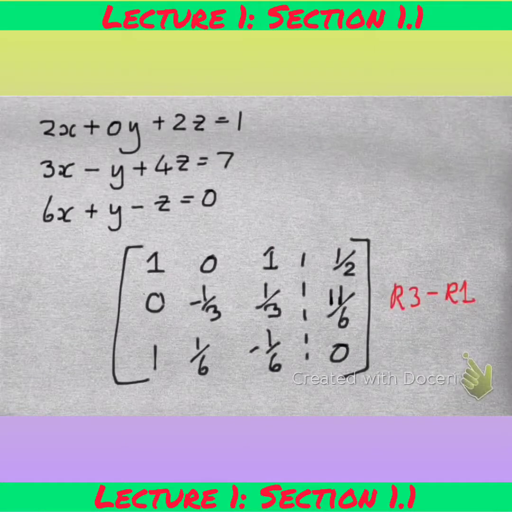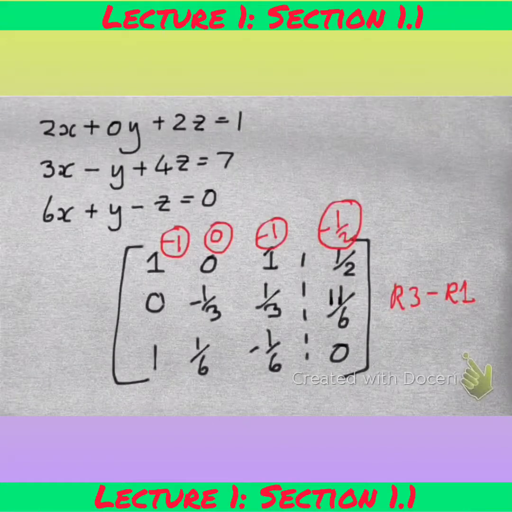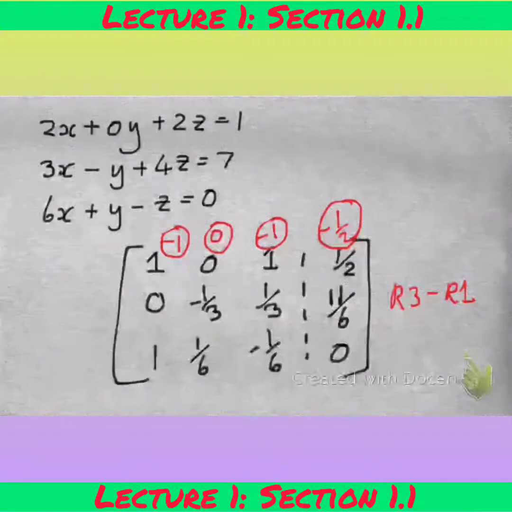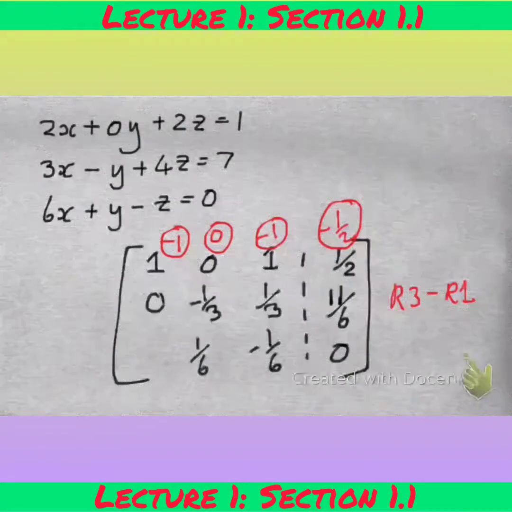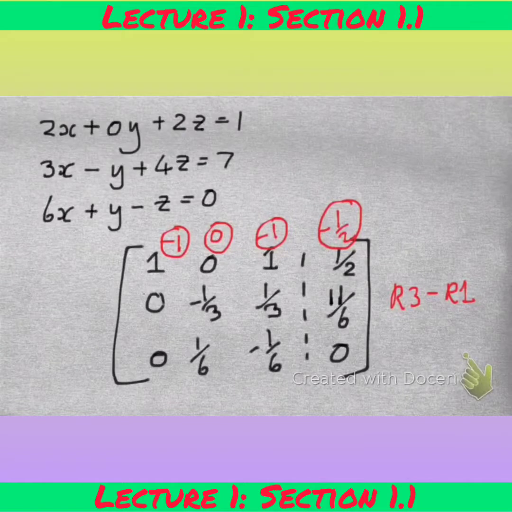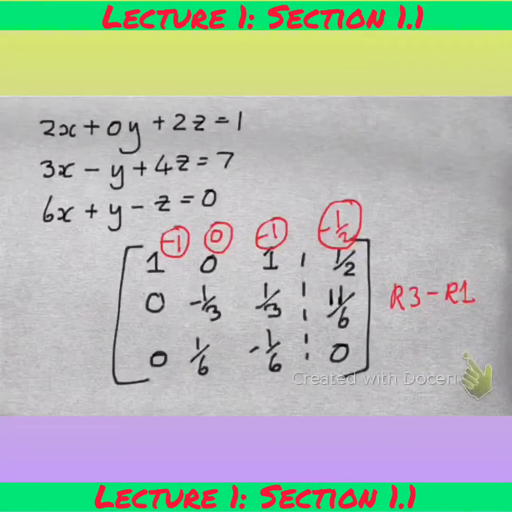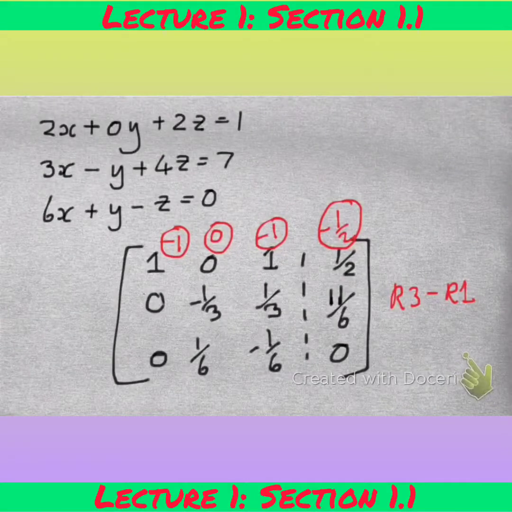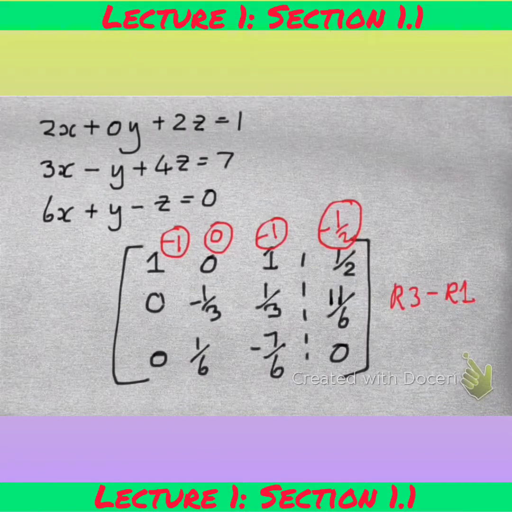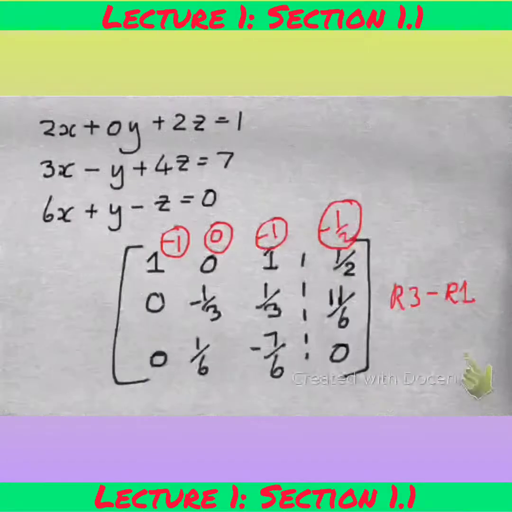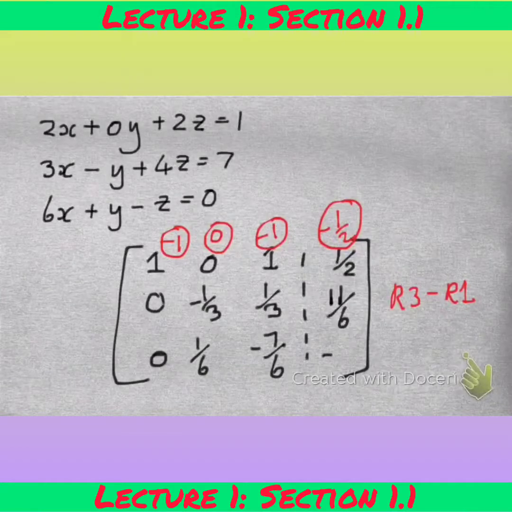Then I'm going to change the third row by adding negative the first row to the third row. So multiplying minus 1 through the first row, we get that in red, and we're going to add it to the last row. So minus 1 plus 1 is going to be 0. 0 plus 1 over 6 is 1 over 6. And minus 1 plus minus 1 over 6 is going to be minus 7 over 6. Right, so that is going to be replaced by minus 7 over 6. And the last one is going to be 0 minus a half, which is minus a half.